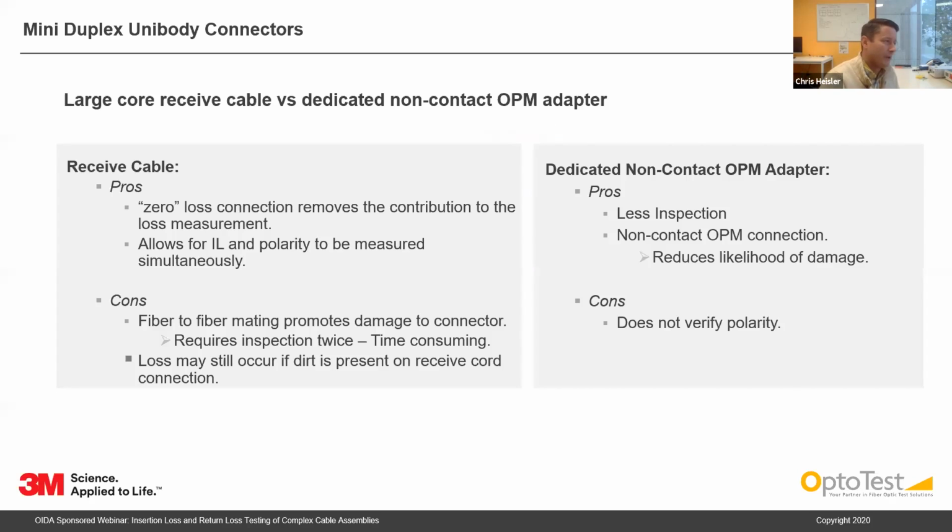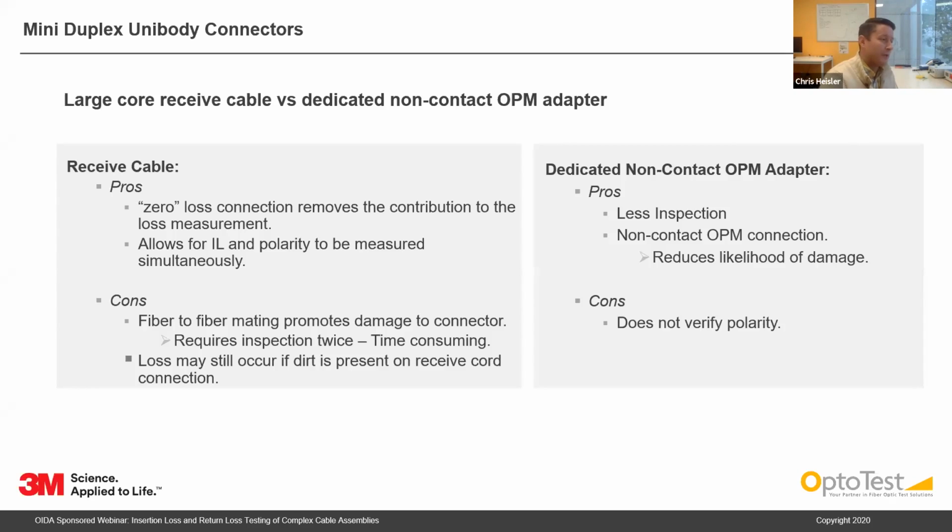So when comparing the two methods, the large core receive cable versus a dedicated non-contact OPM adapter, the receive cable, the pros are that it's a zero loss connection, which removes the contribution to the loss measurement. It allows for insertion loss and polarity to be measured simultaneously. The cons is that it's a fiber-to-fiber mating, which promotes damage to the connector. So this requires inspection twice, which is time-consuming.